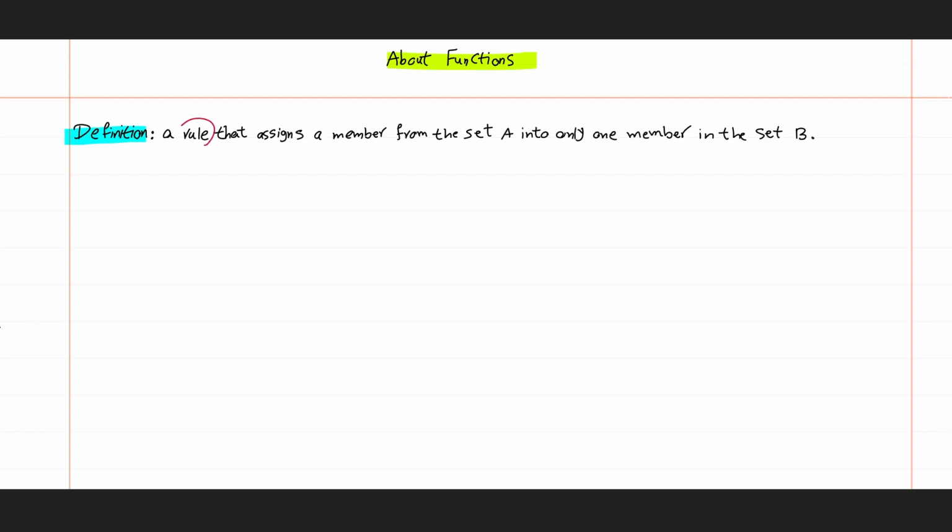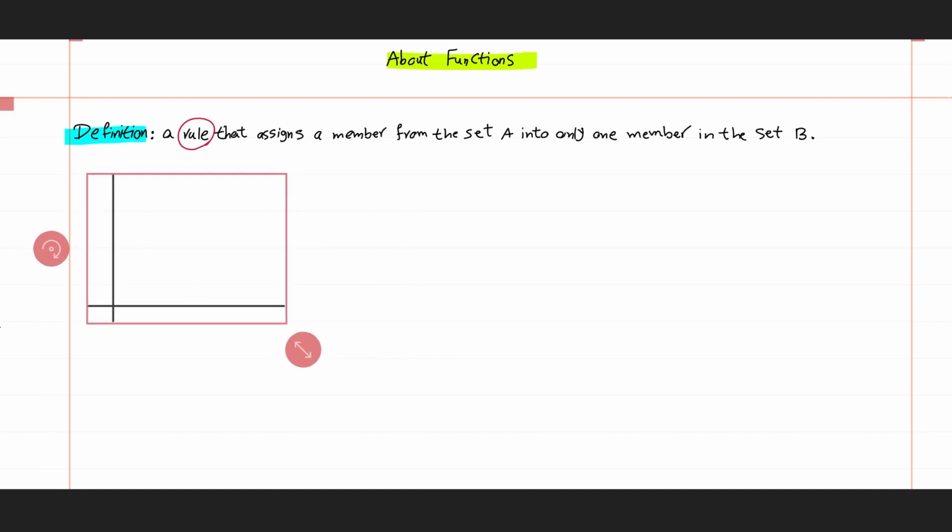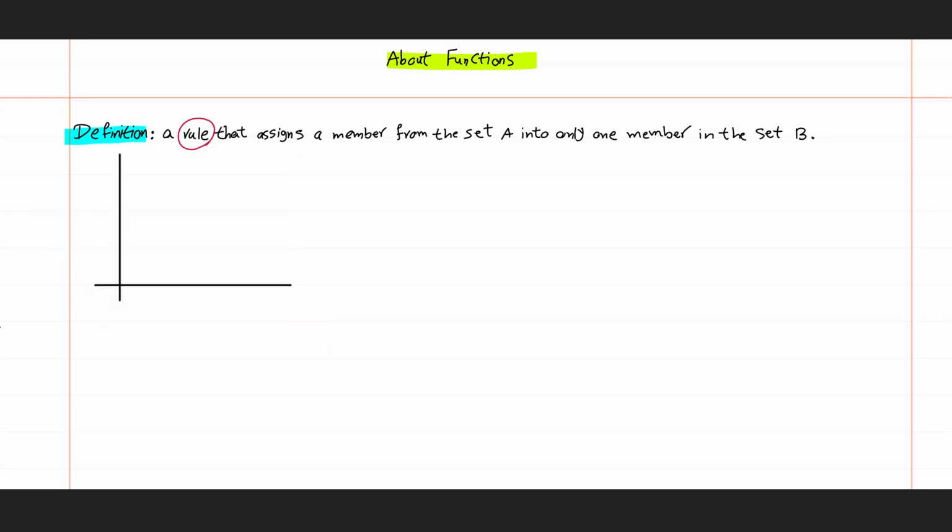a function is the rule that assigns a member from the set A into only one member in the set B. So what that basically means is this thing. This thing is a function. It is a rule that assigns a member out of this set we call X into the set we call Y, and only one member for each X we get a specific Y.